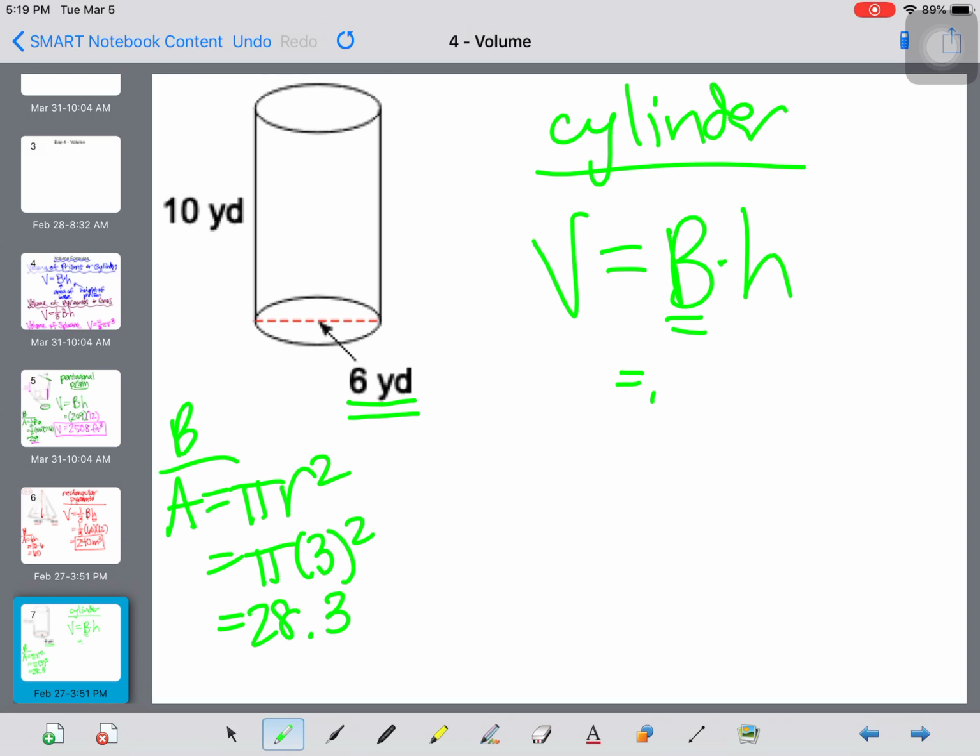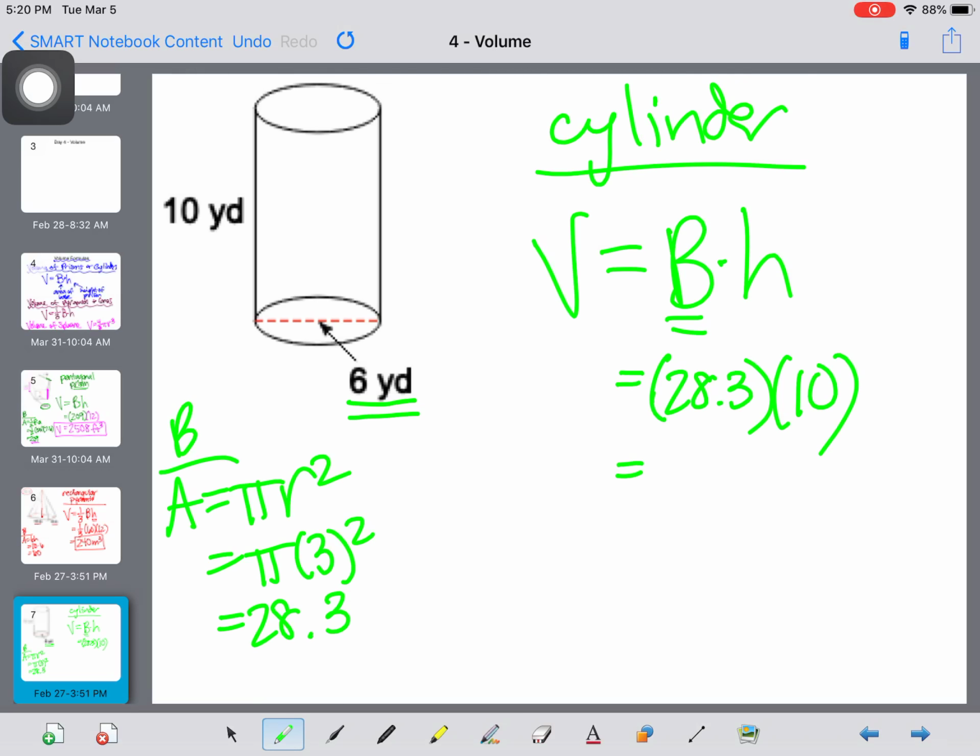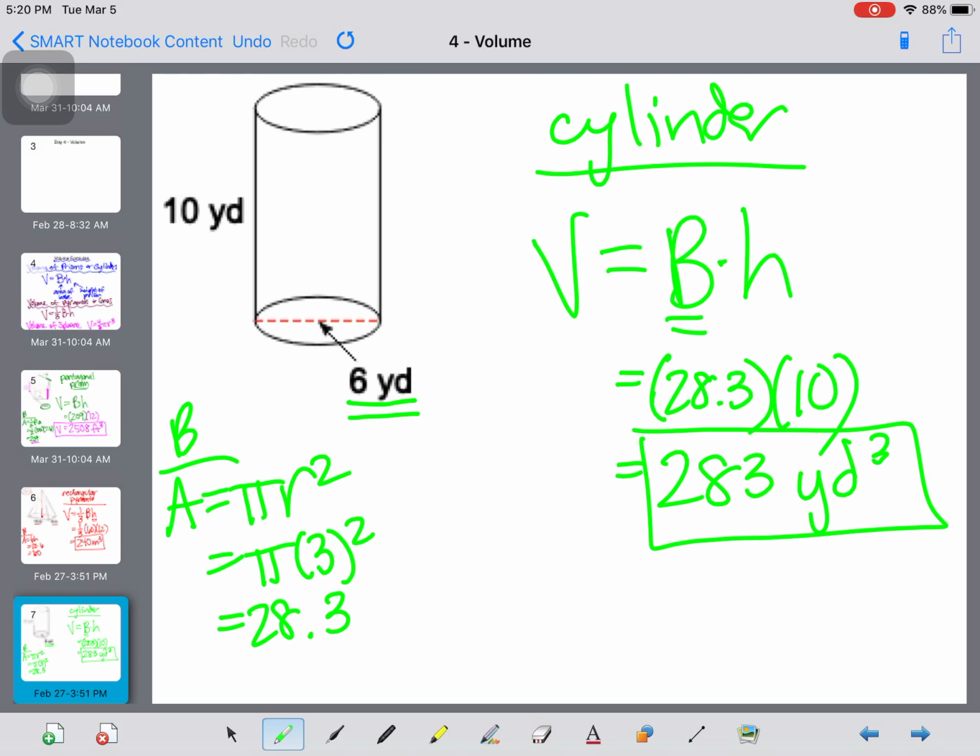Remember, big B is always the area of your base. You need to do something to calculate it. So we did off to the side over here. Then the height is how far apart my circles actually are. Is this vertical? So that is my 10. So my volume, when I type that in, is 283 yards cubed. Again, feel free in this video to pause it, rewind it, do whatever you need to do.